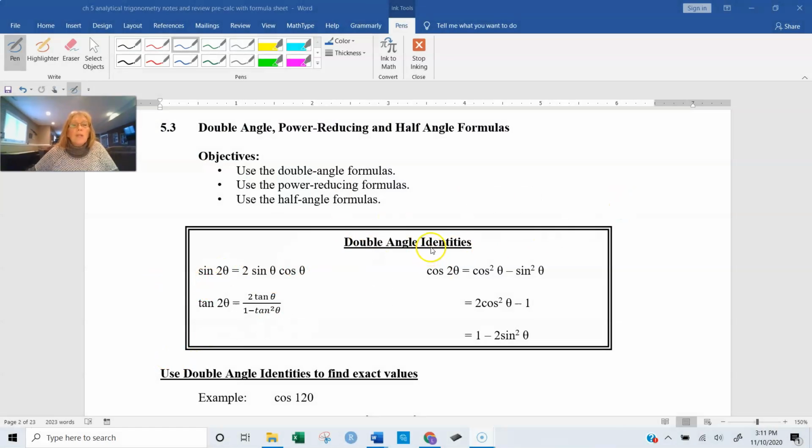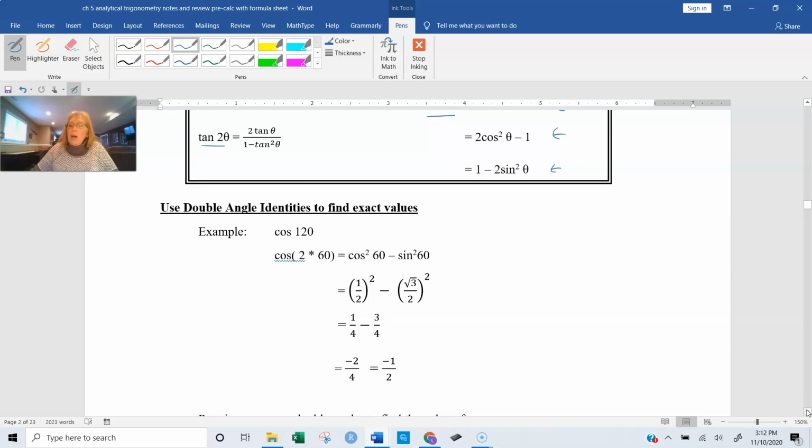All right, we're going to start with a double angle. So this is like sine of 2 theta, tan of 2 theta, cosine of 2 theta. If you notice, sine and tan, you don't have options. Cosine, you have many: cosine squared minus sine squared, 2 cosine squared theta minus 1, and 1 minus 2 sine squared theta. We use the one that helps us the most, and it's usually dependent on where we're going. So this one here has a little bit more thinking involved.